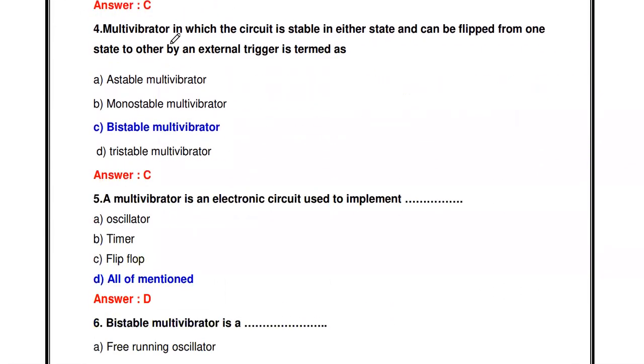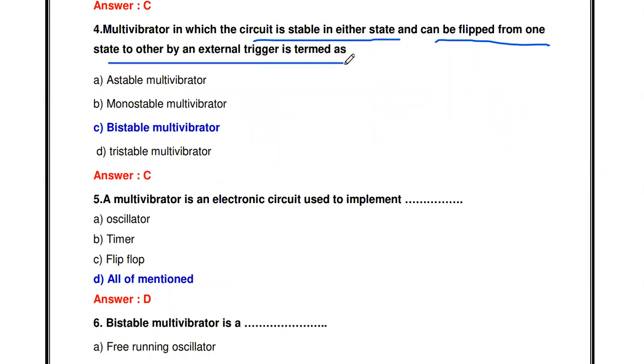Then the next one: the multivibrator in which the circuit is stable in either state and can be flipped from one state to another by an external trigger is termed as dash. There are three multivibrators. Astable has no stable state. Monostable has one stable, one quasi-stable. Bistable has two stable states. So the answer is bistable.